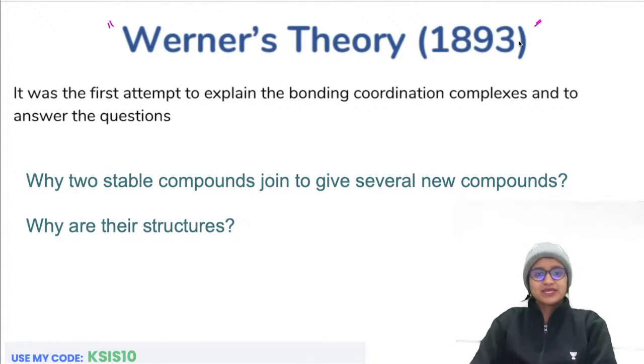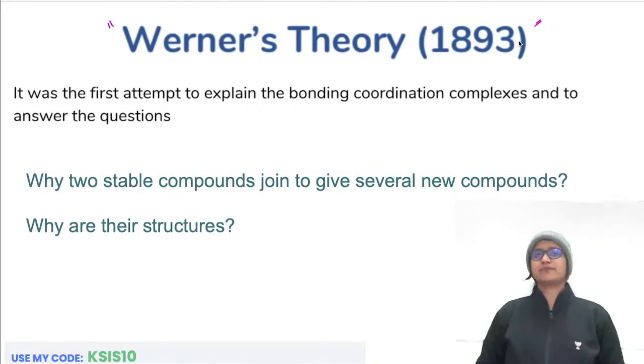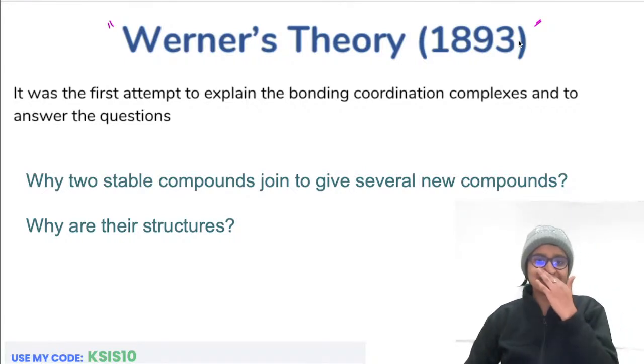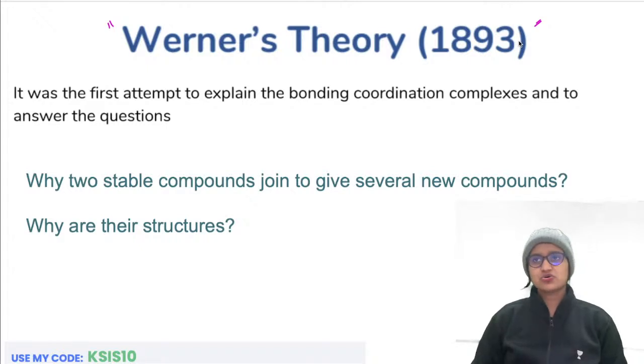Now, why is Werner's theory important? When it comes to coordination compounds, people did not know how and why two stable compounds join together to give a new compound when they are already stable. And even when two compounds join, why only certain compounds, why not all compounds, and why are their structures different? So these were the questions: why is it happening?